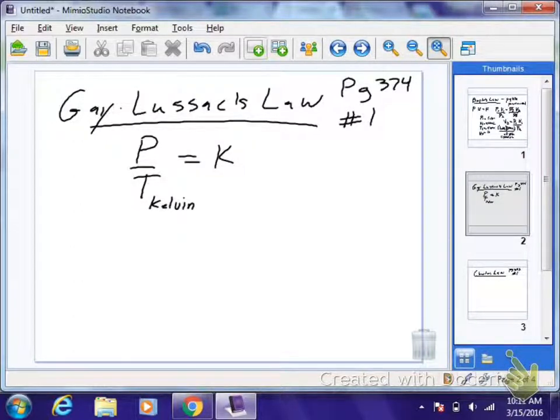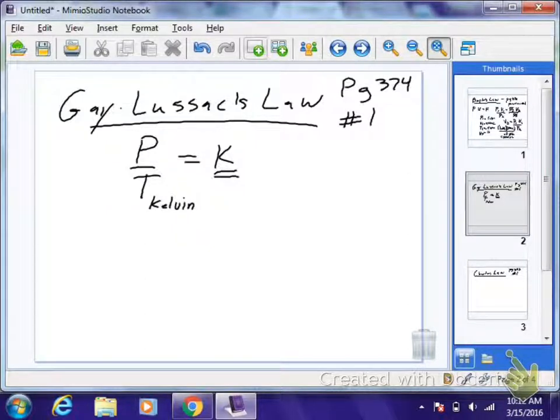Right? You won't be able to use Celsius to get the right answer because Celsius will have negative numbers and it has a different starting point on the scale. So we have to use Kelvin. Right? So don't get confused with this K because that K means constant. And then temperature has to be Kelvin. So we're always going to add what to Celsius? 273. 273 each time.